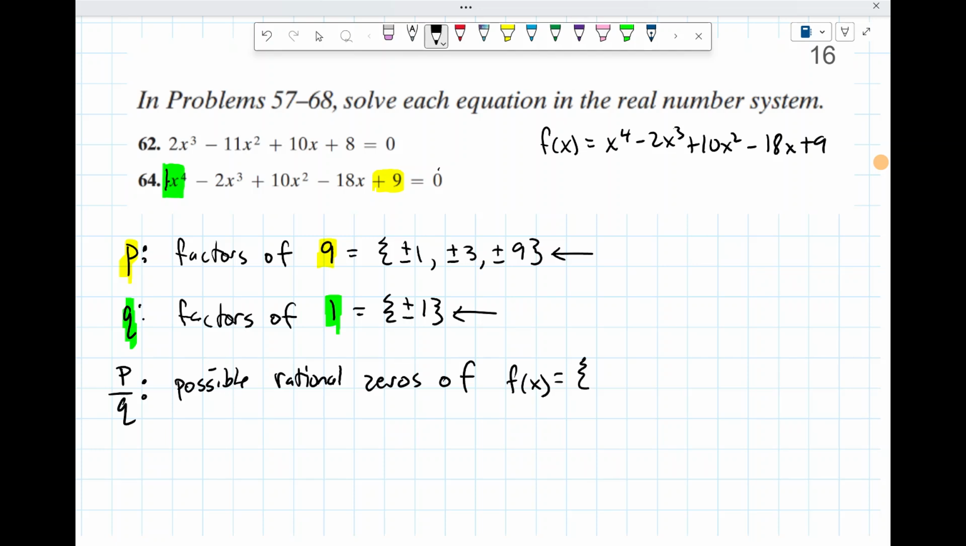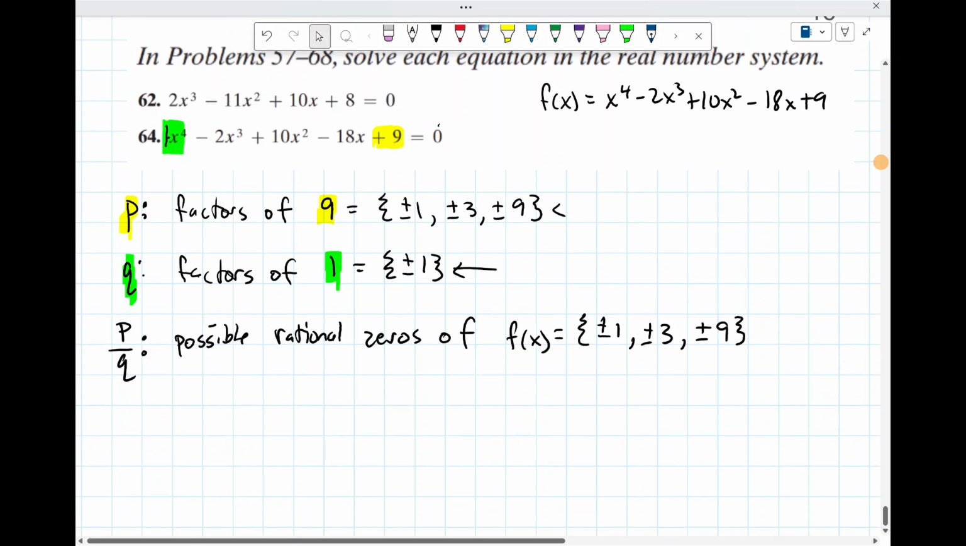So the possible values of p divided by q are really plus or minus 1, divided by plus or minus 1, which is just plus or minus 1, plus or minus 3, again divided by plus or minus 1 will not change that, and plus or minus 9. Okay, so when your lead coefficient is 1, this is very easy, and you just end up using the first list that you made, the factors of the constant term.